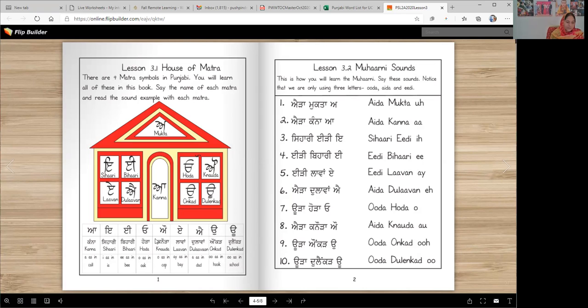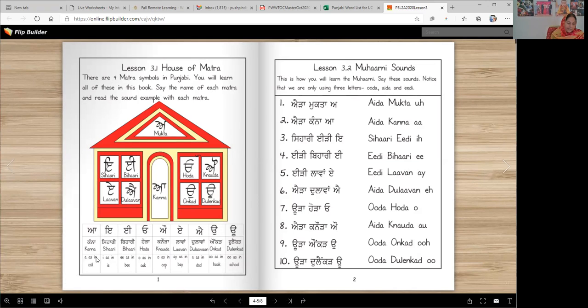Okay. So here is the summary. Ada kanna, Edi sihari, Edi bihari, Uda hora, Ada kanora, Edi lama, Ada dulama, Uda onkar, Uda dulankar. So these are the matras. Okay? What sounds do they make?